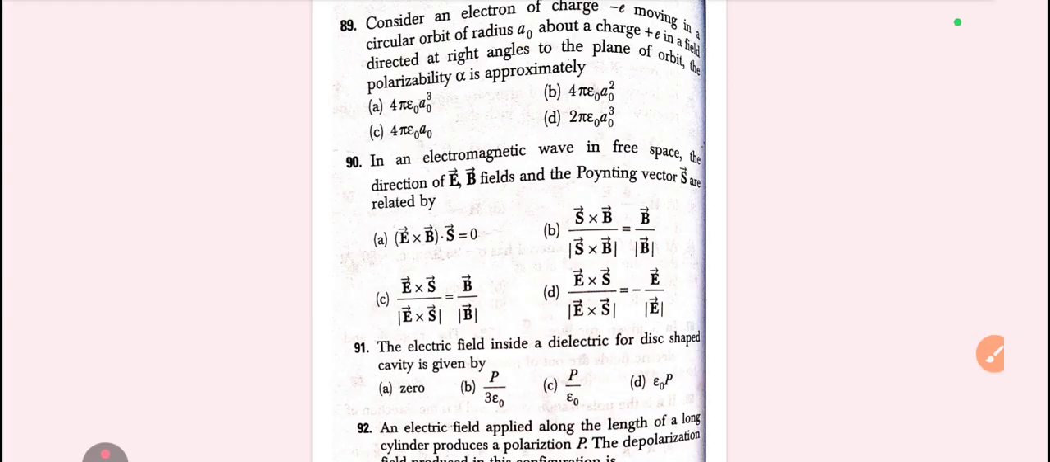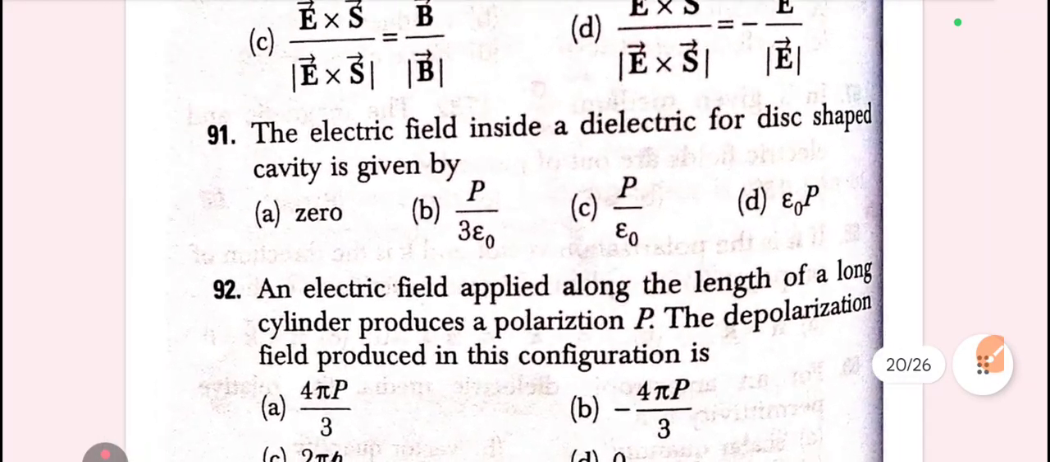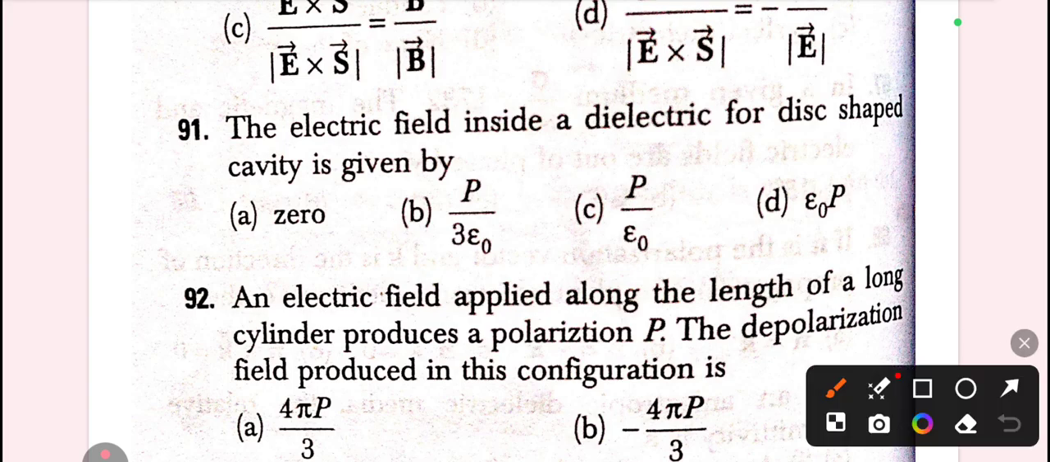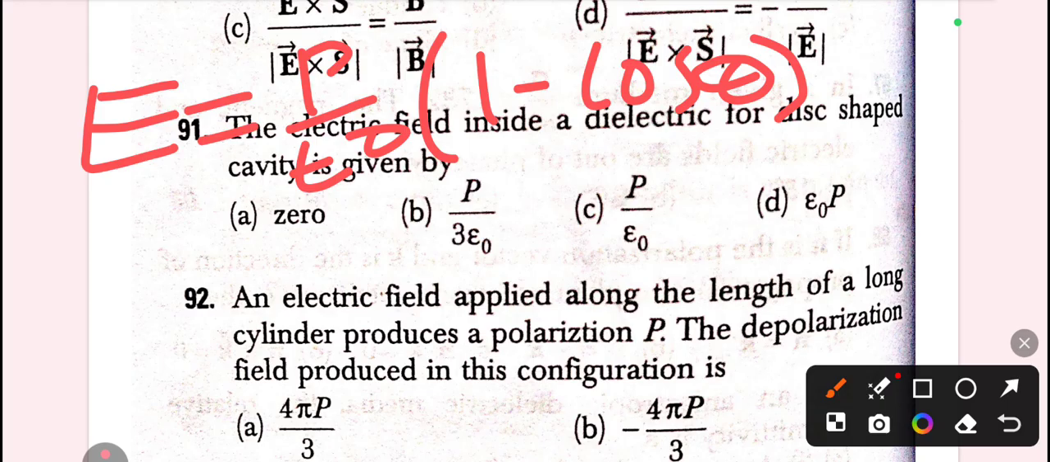Question number 91. We have a relation E is equals to P over epsilon into 1 minus cos of theta. For a disc-shaped cavity, theta equal to pi over 2, and cos pi over 2 is equals to cos 90, which is 0. Then E is equals to P over epsilon naught. See what is the right option.